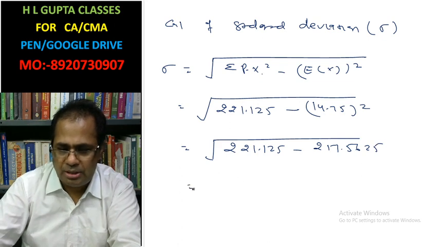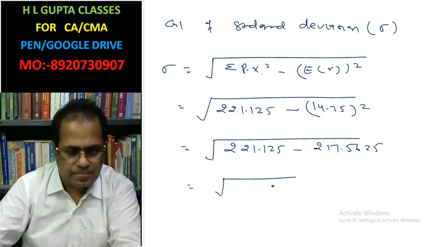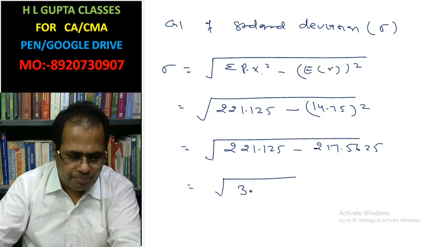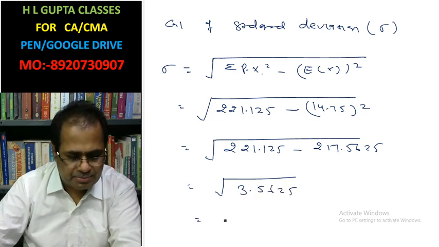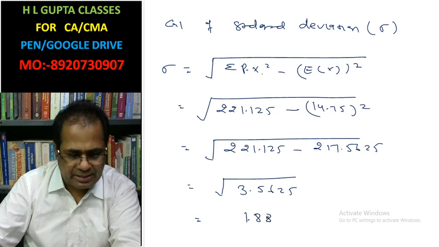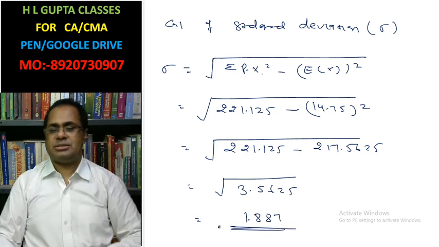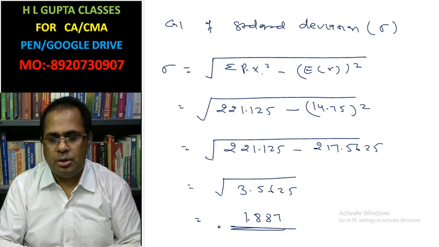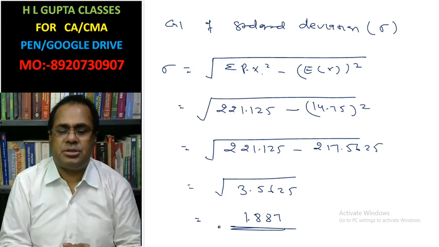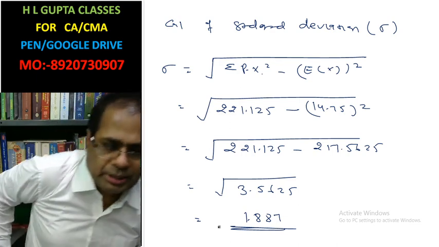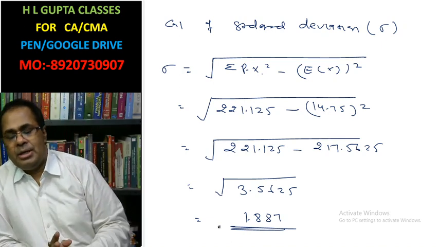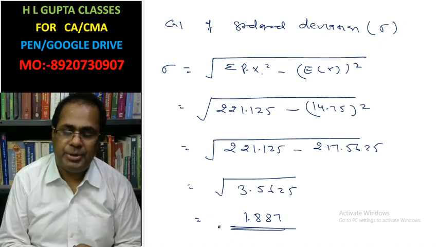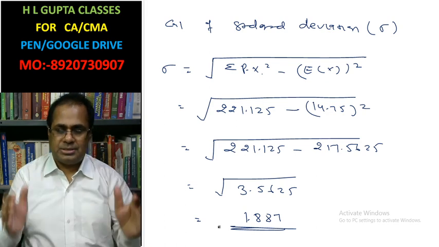Ultimately this becomes 3.5625, and this becomes 1.887. Okay, this is the standard deviation, 1.887. What is the meaning of the standard deviation 1.887? This discussion has been done by me in my concept classes.